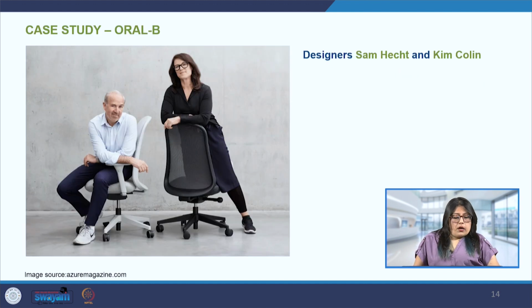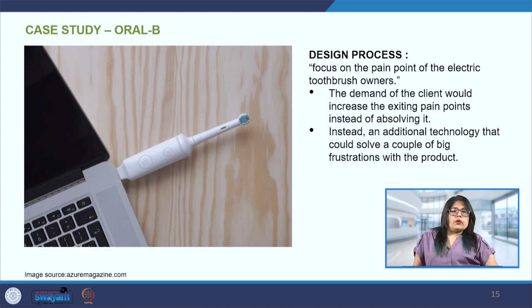Now, these are our designers, Sam H and Kim Collin. They were the ones who identified the pain points, and they felt that the kind of demand the client has will increase the pain points and will not really solve any problem. So the designer team actually convinced them to think of the additional technology that they thought would be more beneficial.